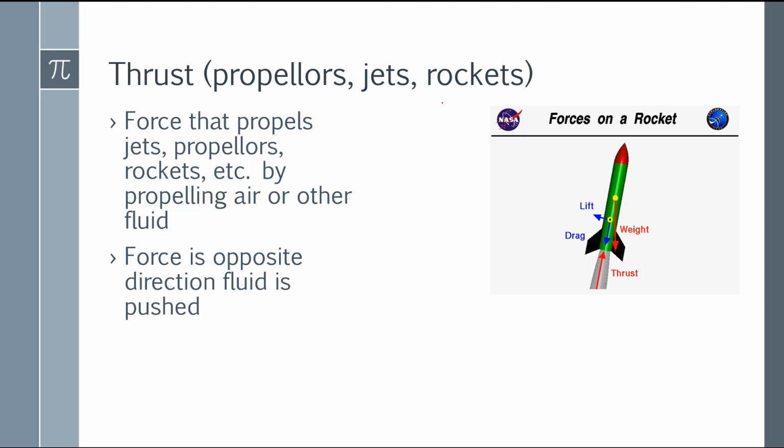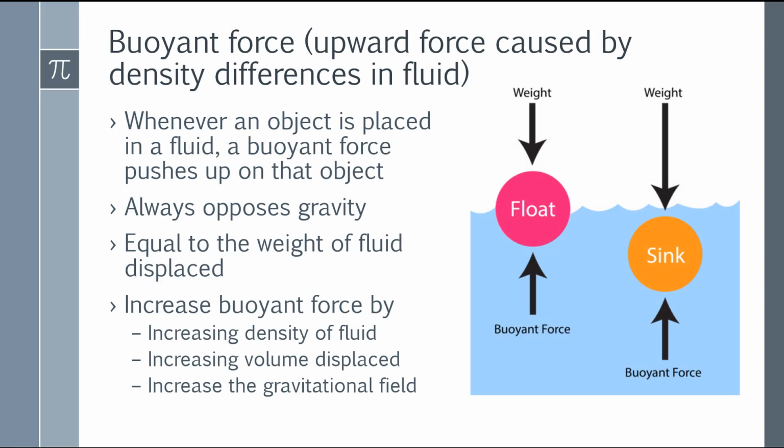Thrust is the force from a rocket or a jet engine or a propeller. Thrust involves pushing some fluid in one direction. And as that fluid moves backwards, it pushes the object forward. It pushes the engine forward. The rocket pushes out a bunch of hot gas, and the rocket feels a forward thrust force in the engine. Jet engines also involve thrust. You can think of helicopters as thrust as well.